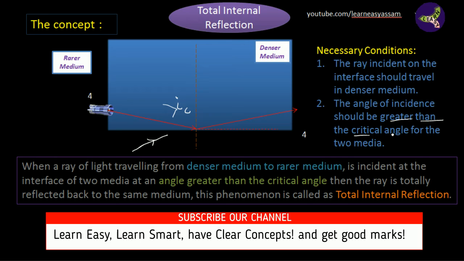Why is it said here for two media? Because different media have different critical angles. Suppose this is water and this is air, so they must have a critical angle which is different from the critical angle of two other media. Suppose this is oil and this is water, so their critical angle will be different. So for different media there will be different critical angles. That is why the condition is said in this way.